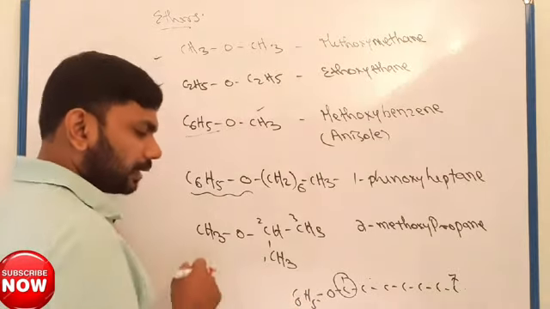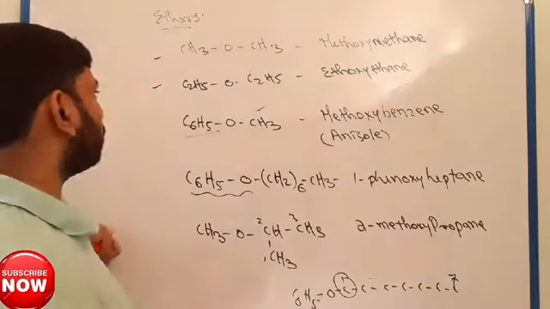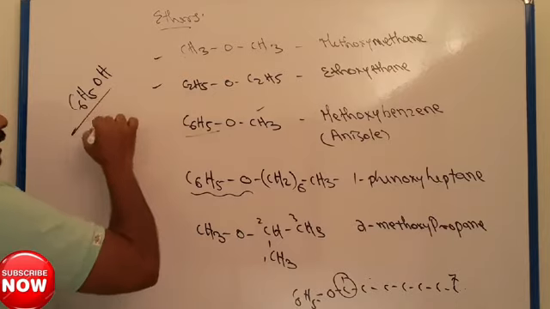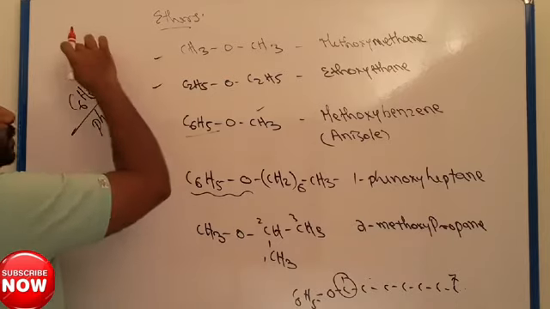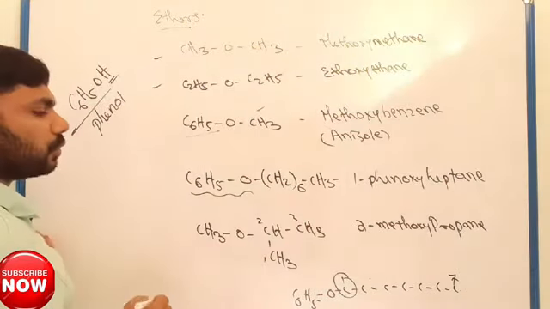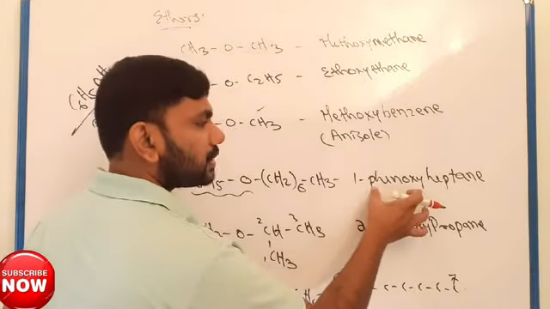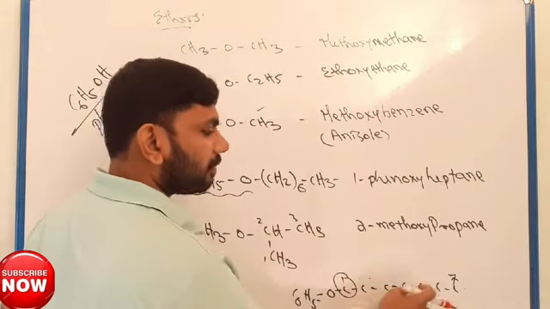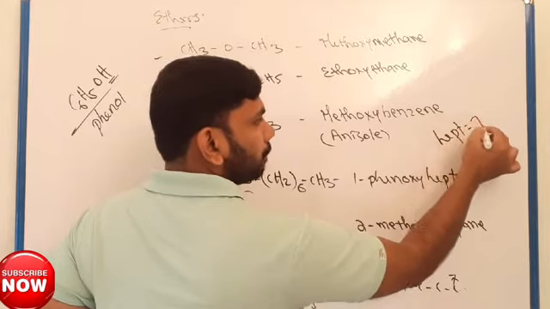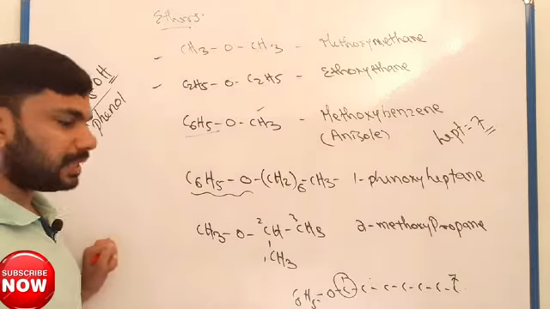We will say it is phenoxy. Actually, C6H5OH is phenol. Here there is no hydrogen on the oxygen, so we will say its name is phenoxy. 1-phenoxy, and here 7 carbons, so heptane. Hept represents 7. Heptane, so 1-phenoxyheptane.